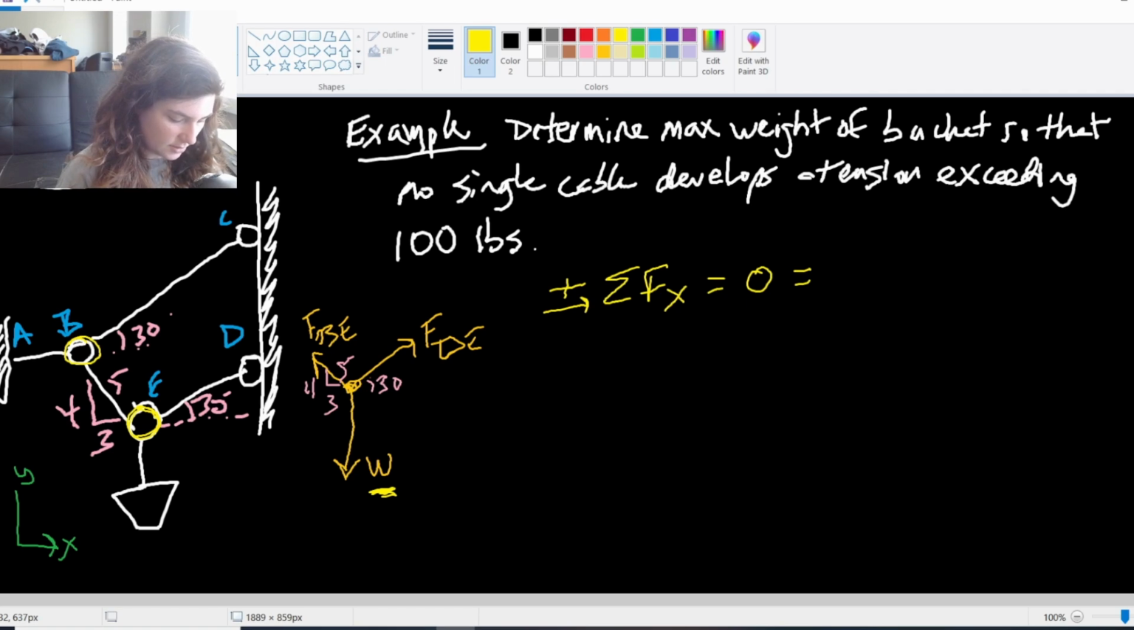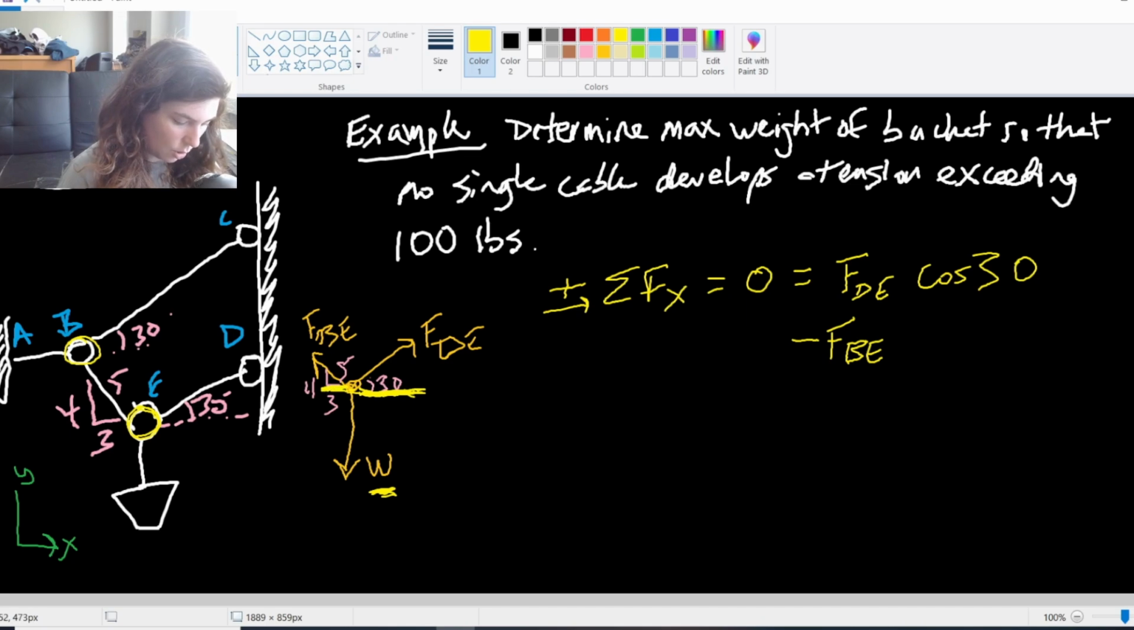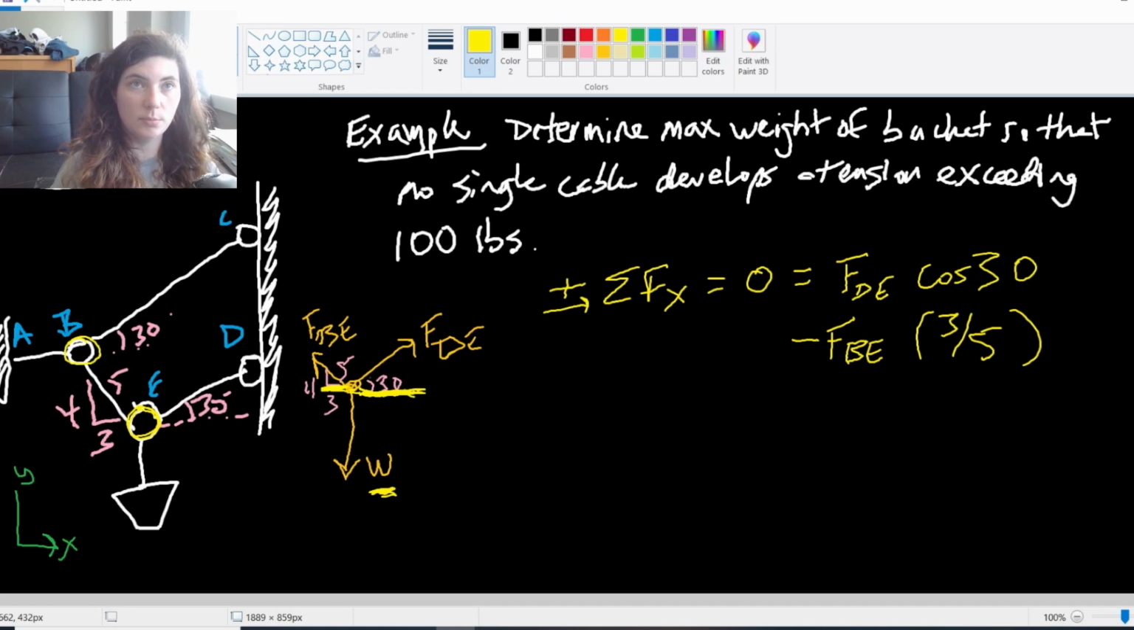So in our positive x direction here, we're going to have FDE cosine 30. It's in the positive x direction, so it is positive, and it is cosine because it's adjacent to that angle. FDE cosine 30. And then we'll look at FBE, which is in the negative x direction. So it's going to be negative FBE, and then we're going to use this ratio relationship. It's 3/5 is the ratio of the x component to the overall. So this is our first equilibrium equation.